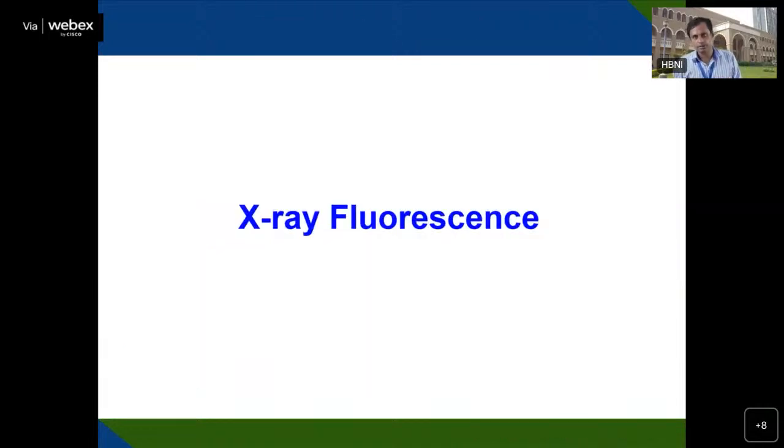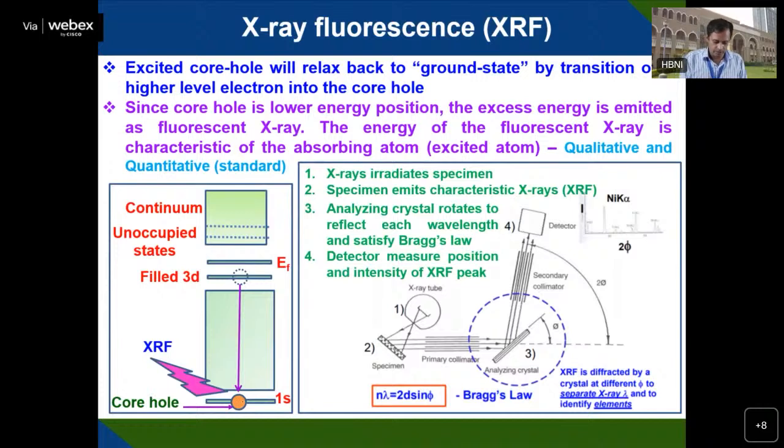So far, what I have discussed is X-ray absorption spectroscopy. Next we'll discuss X-ray fluorescence spectroscopy, which is related to X-ray absorption. The only thing is, in X-ray absorption, a core hole is created and the electron moves out to the continuum or an unoccupied state. But in the case of fluorescence, once this process happens, the excited state with the core hole will be relaxed to the ground state.